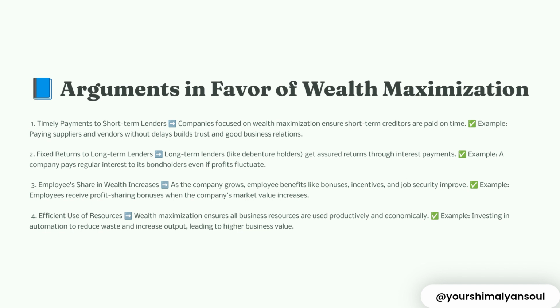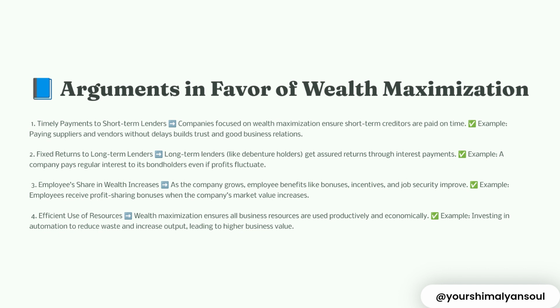2. Fixed returns to long-term lenders. Long-term lenders, like debenture holders, get assured returns through interest payments. Example: a company pays regular interest to its bondholders even if profits fluctuate. 3. Employees' share in wealth increases. As the company grows, employee benefits like bonuses, incentives, and job security improve. Example: employees receive profit-sharing bonuses when the company's market value increases.